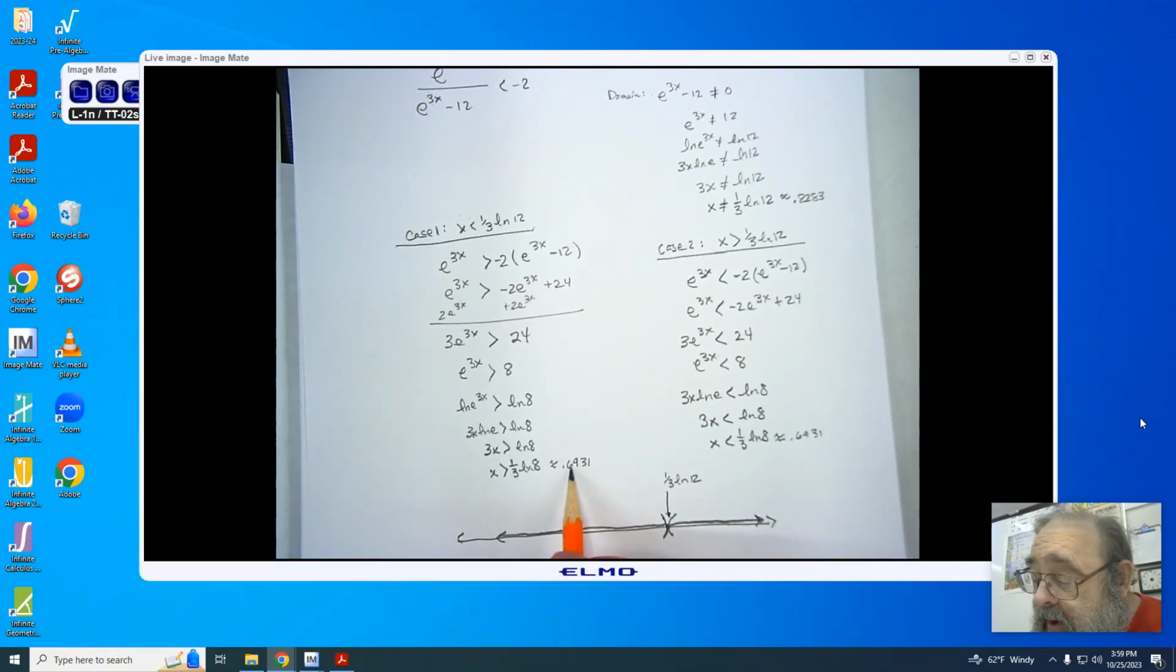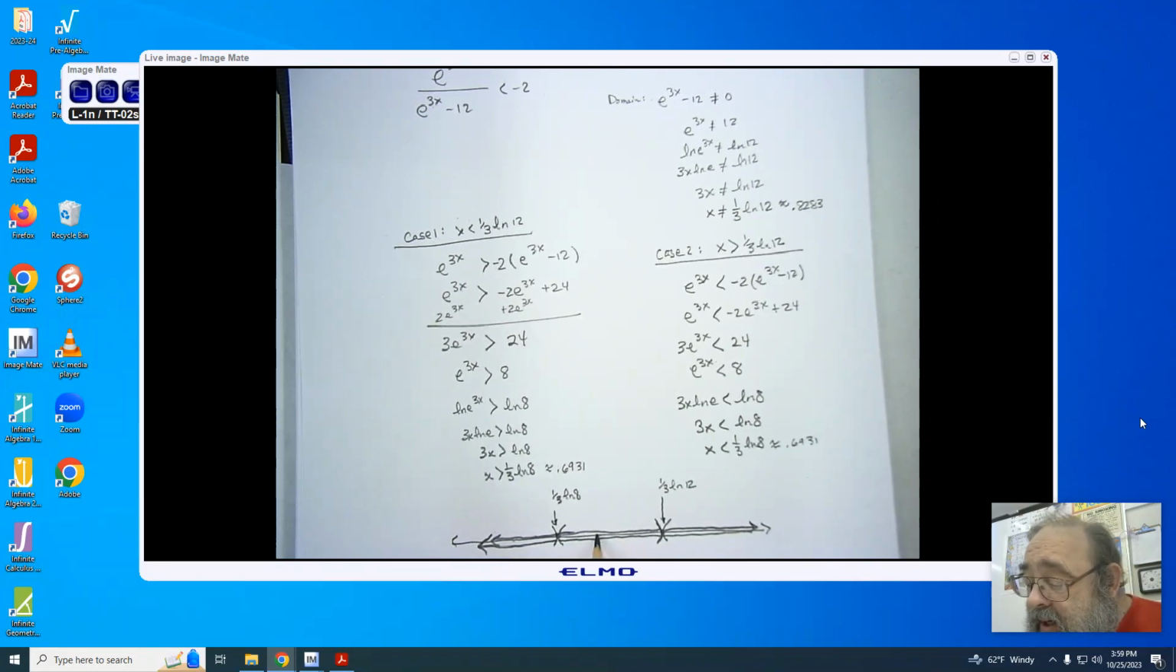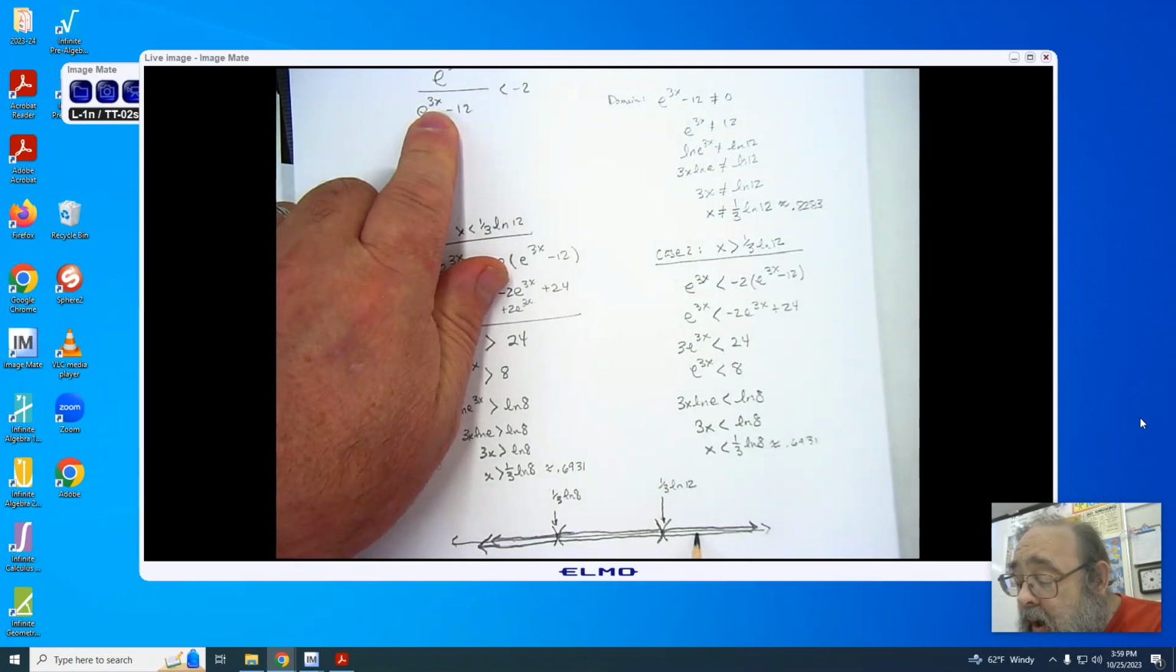Well, this value is here, right there. That is 1/3 natural log of 8. You'll notice it's going to go this way through, and this way through this way. Now, our goal is to find out which of these regions satisfies this inequality.